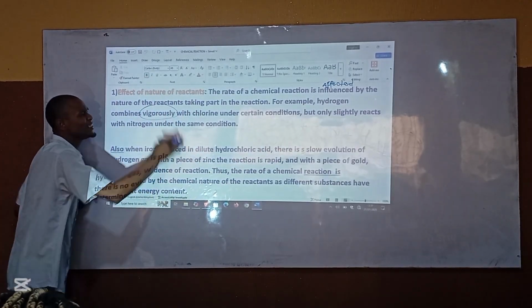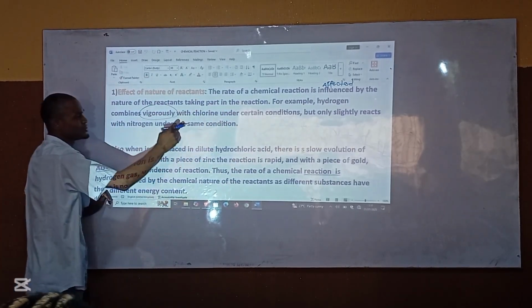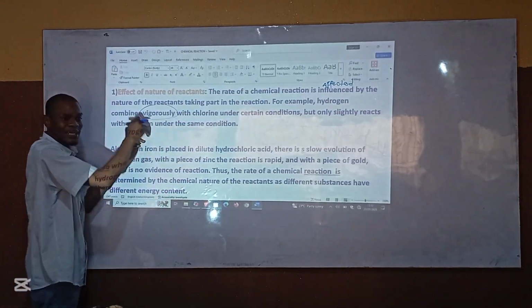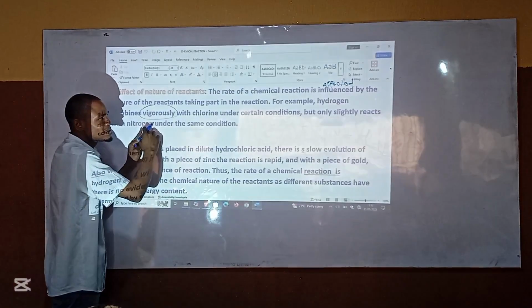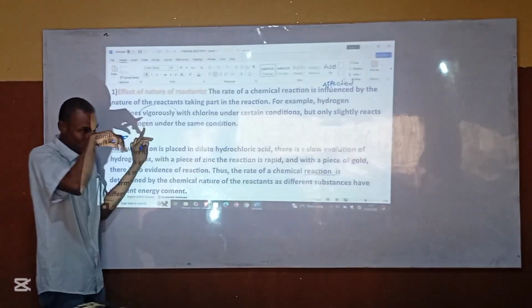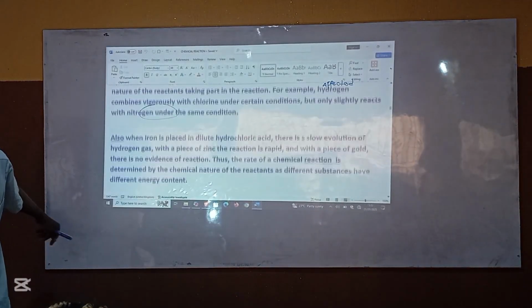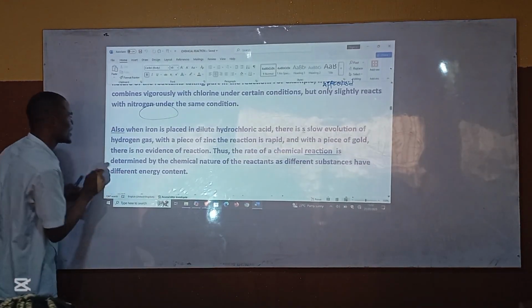Under the same condition in which hydrogen and chlorine combine together, if you use that condition for hydrogen and nitrogen, they might react slowly. I get you now, but this is not where exactly we are going. This is the main talk.